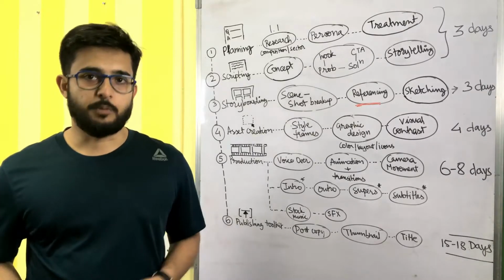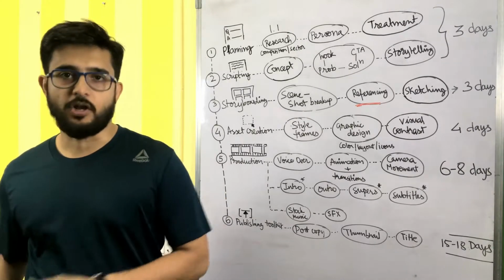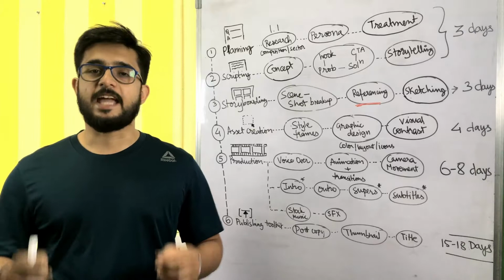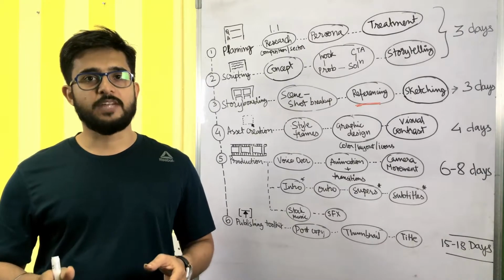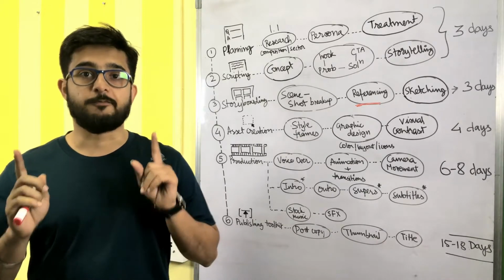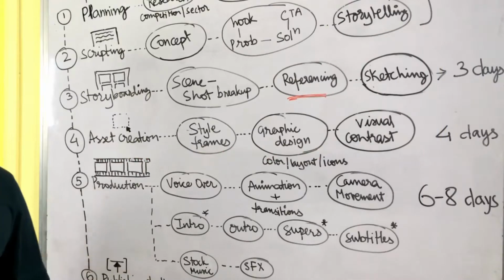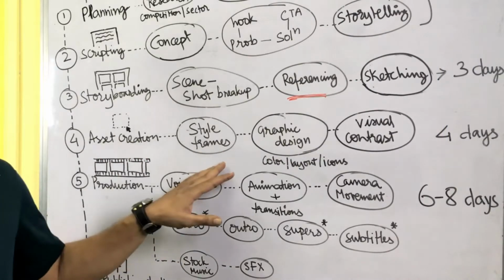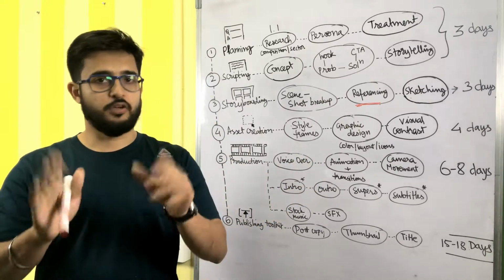This ends the planning process. We now lock in the designer and animator to begin the actual production. This team will make sure that the end delivery is on time and of high quality. The storyboards are given to the graphic designer to start step 4, creating keyframes. The designer's first task here is to come up with 2-3 style frame options, from which we select the one best suited for the story.